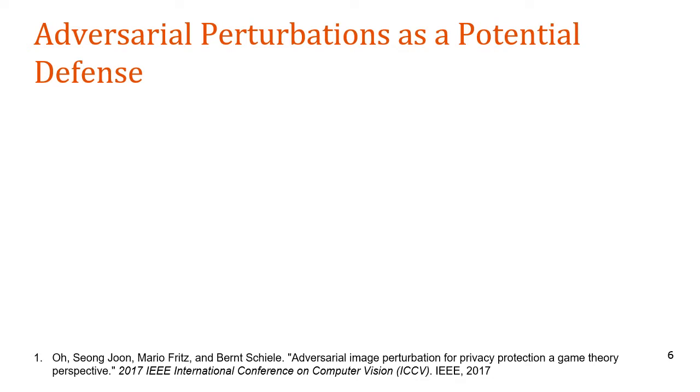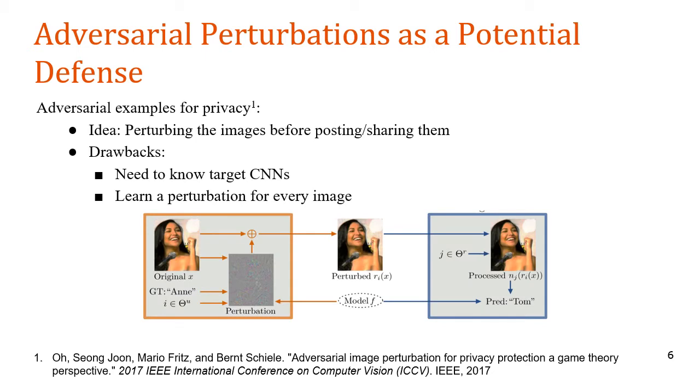Because of the nice properties of adversarial perturbation, they have been considered as a potential defense for image privacy. And recently, a method has been proposed based on adversarial examples that suggests a user perturb her images before posting or sharing them. But the problem with this approach is that it assumes a user has access to the target CNNs, and also the users need to learn one perturbation for every image, which is not practical for real applications.